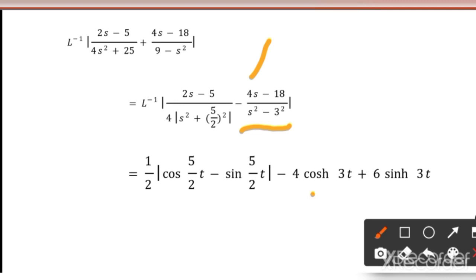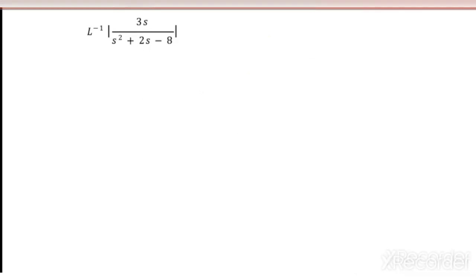So cos hyperbolic 3t. Then the second one is 18 by s square minus 3 square. In the denominator I have 3, so I can write 3 by s square minus 3 square. Directly you can write sin hyperbolic, so I can split 18 as 6 into 3. So 3 by s square minus 3 square, that L inverse is sin hyperbolic 3t. The 6 outside is a constant, so 6 times sin hyperbolic 3t.